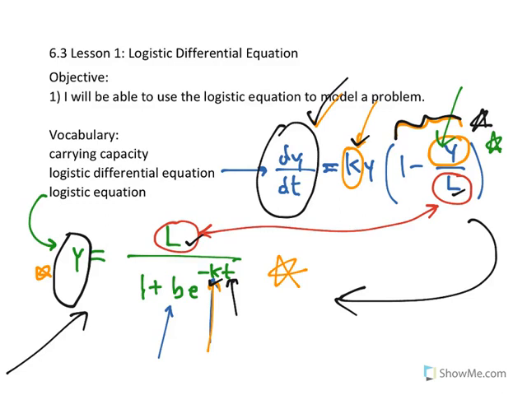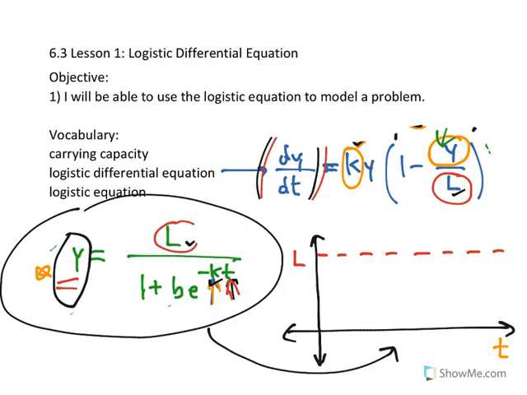One thing to note is that the logistic differential equation tells you the rate of change of the population with respect to time, but on the right side of the equation there is no variable for t. And the logistic equation tells you the population as a function of time, and you do have t on the right side of the equation. So now let's look at an example for using the logistic equation to model a problem.